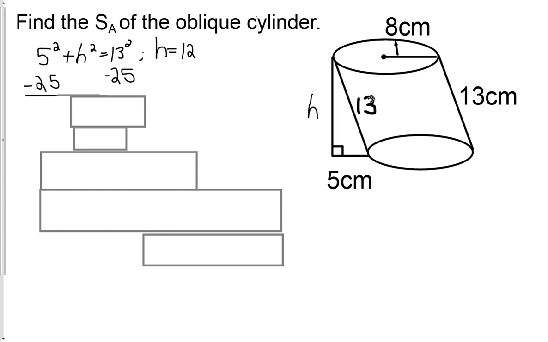5 squared plus h squared is 13 squared. Subtract the 25 to get h squared is 144. Therefore, the square root of 144 is 12. And now we're ready to plug it in, right?